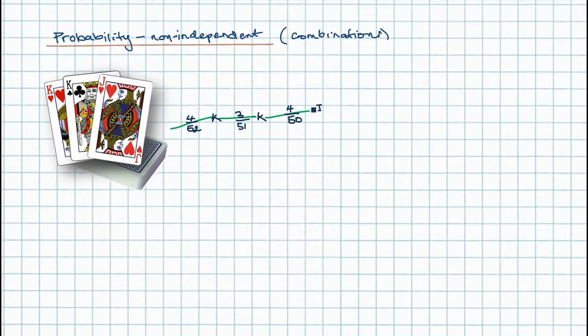Okay, but I only want 2 kings and a jack in any order. So I could have drawn a jack, a king and a king, and that would have been the same. In fact, what I should ask myself now is, how many different orders are there? So what I'm asking is, how many combinations are there, instead of what are all the permutations? So how many combinations are there of 2 kings and a jack?